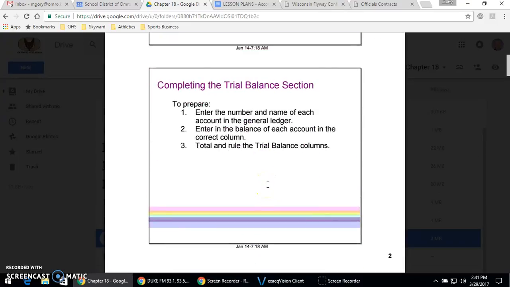All right, so completing the trial balance section. Remember, when we prepare the trial balance, we are looking back into our ledger. We are going to enter the number and name of each account from the general ledger, including their account balance, and then we are going to make sure to put it in the proper column, whether it's a debit or a credit side balance, and then total up the trial balance and rule those 2 columns. If the trial balance debit and credit columns are equal, then we are set to move on to the next step. If they are not, we have to go back and find the error before we can move on.